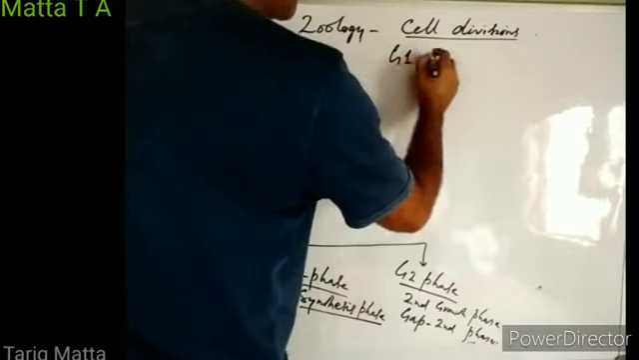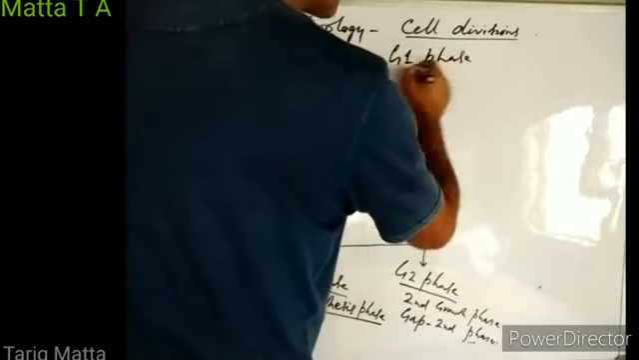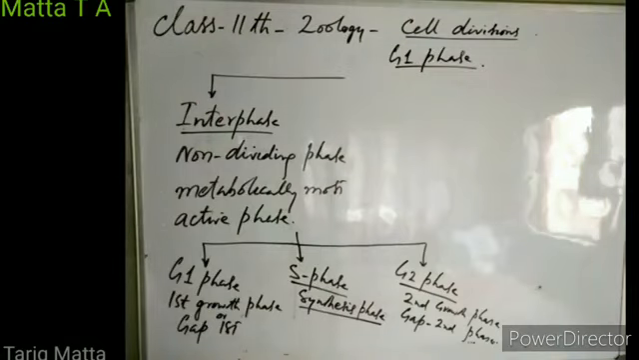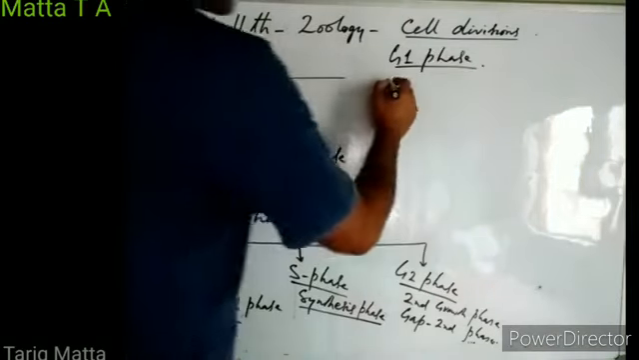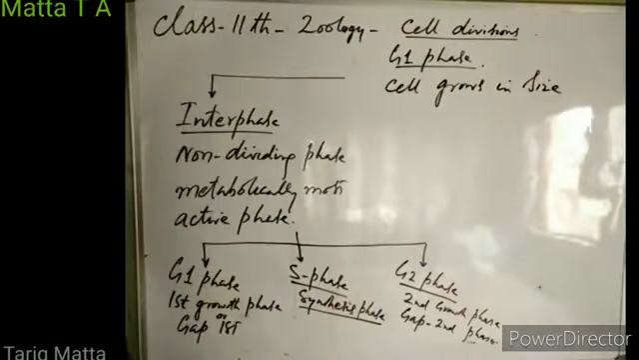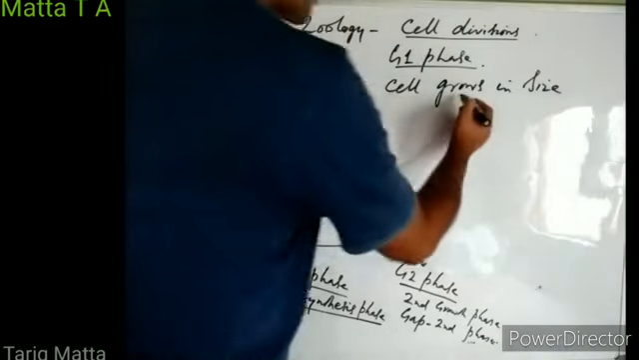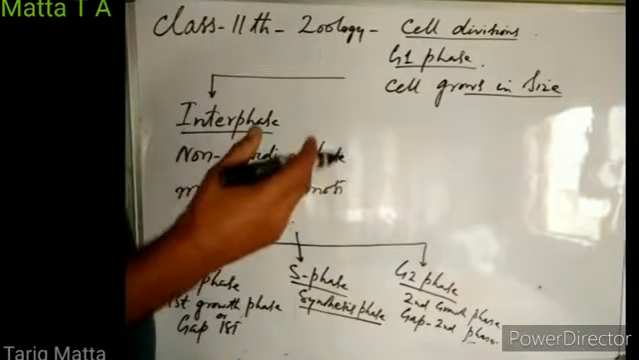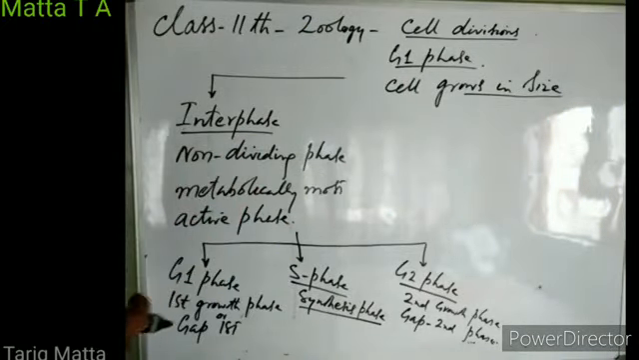G1 phase. What are the main events of this phase? In this first growth phase, the cell grows in size. When the parent cell divides into daughter cells, this newly formed daughter cell is very small in size, so it has to enlarge. So it undergoes growth. That is why we call it the first growth phase. So the cell size enlarges, right?